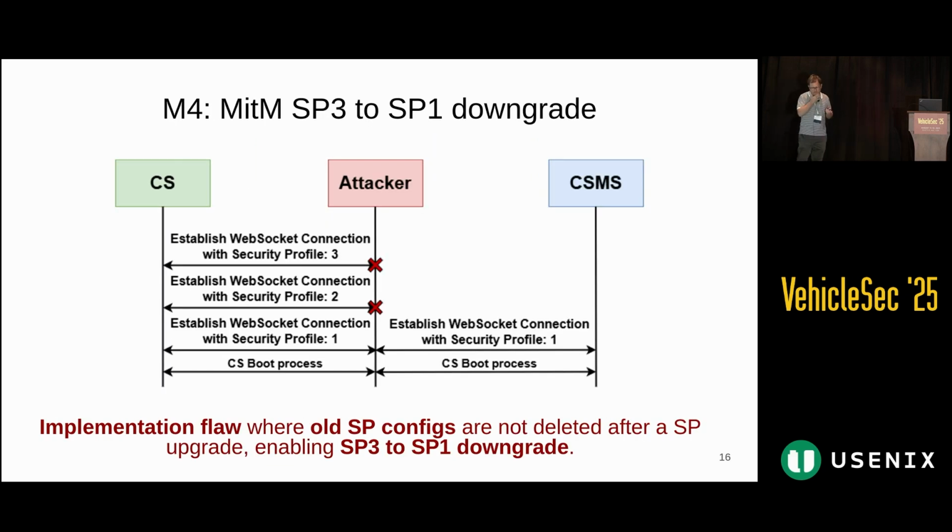This is a second example of an attack where we are man-in-the-middling security profile 3 with a downgrade attack. In this case, we are preventing the charging station from using a secure profile by sending and blocking requests to use a security profile. By doing that, we can downgrade from security profile 3 to security profile 1, and then we establish an insecure link using a downgrade attack.